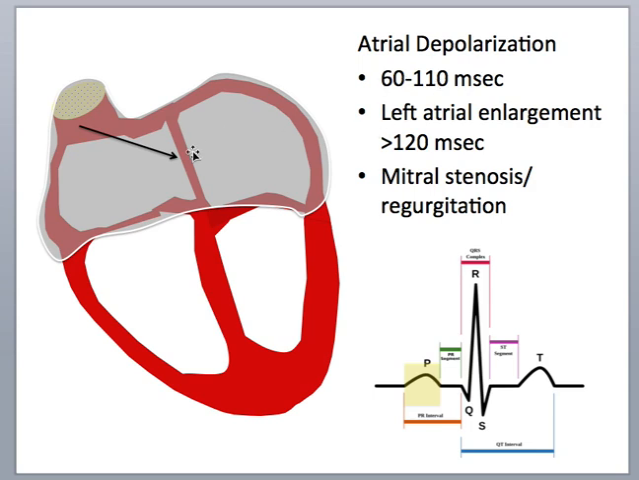If we have left atrial enlargement, it can be longer. Also, if we have a mitral stenosis or regurgitation, that can also affect our rate of depolarization. So the generalized vector for our atria depolarization is to the left hip. Okay, so that is the direction of depolarization that our atria are undergoing.